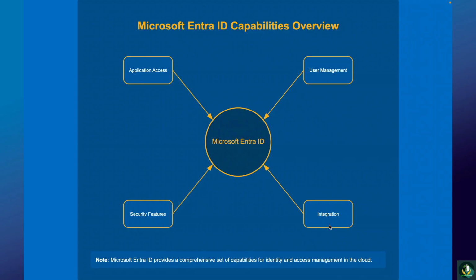And one more key area is integration. Microsoft Entra ID is designed to work seamlessly with existing systems. It can extend on-premises Active Directory implementations to the cloud, creating a hybrid identity solution. This integration capability allows organizations to leverage their existing investments while moving towards cloud-based identity management.